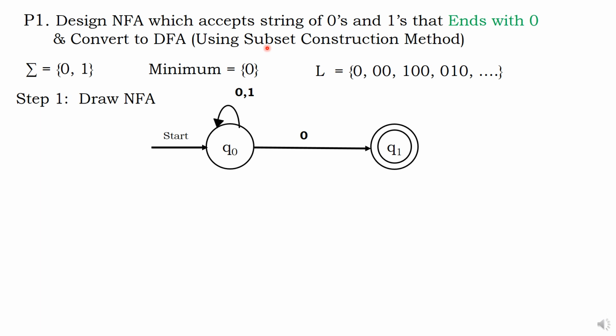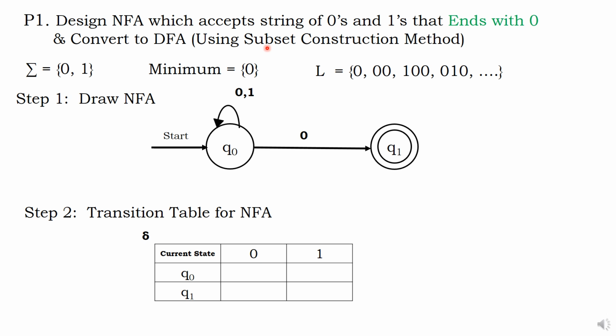Next, what is its table? Transition table for the NFA. If we do the transition for Q0 on 0, it can be Q0 also, it can be Q1 also. So it should be within braces: Q0 comma Q1. Whenever I put these braces, it should be an NFA, that is for multiple states. For Q0, on 1 it will be Q0. For Q1, on 0 also and 1 also, nothing is there, so it should be null. So we are ready with the transition table of the NFA.